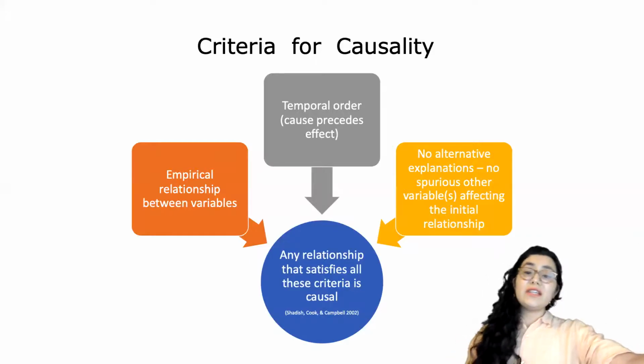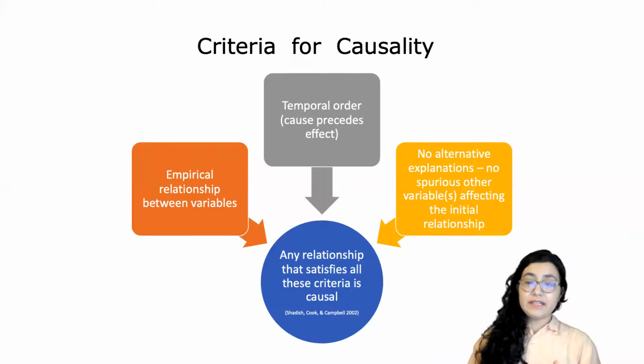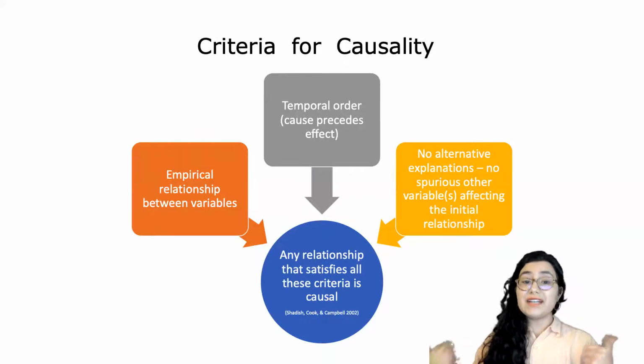And so this is the criteria for causality. Any relationship that satisfies all of these criteria is causal. One, there has to be an empirical relationship between two variables. So it has to be grounded in reality. We have to have set up a design where we saw something occurring.